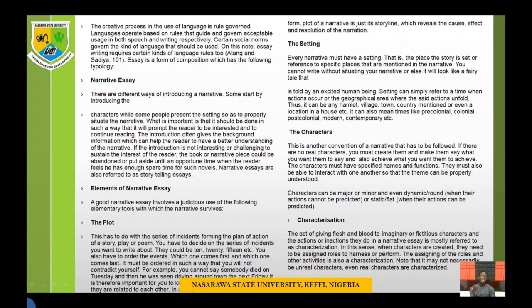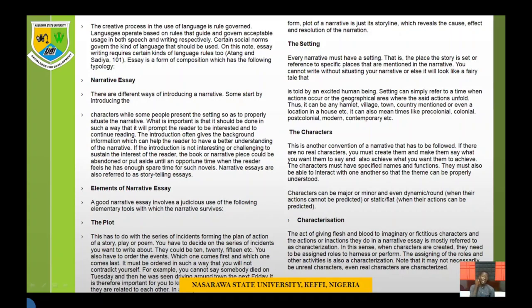So it means characters in the story must not be human beings, and there will be no story without characters. This is another convention of the narrative that has to be followed. If there are no real characters, you must create them and make them say what you want them to say, and also achieve what you want them to achieve. The characters must have specified names and functions. They must also be able to interact with one another so that the theme or the thematic preoccupation can be properly understood by the readership.